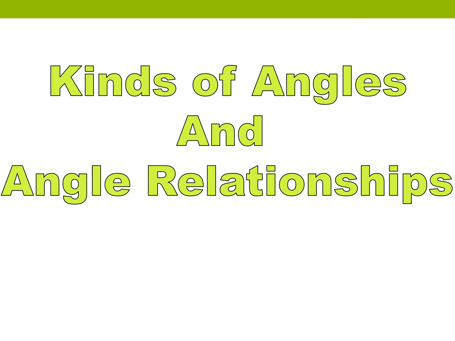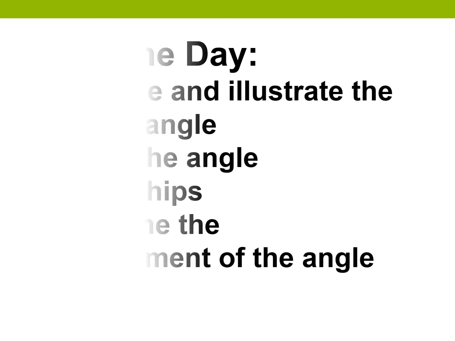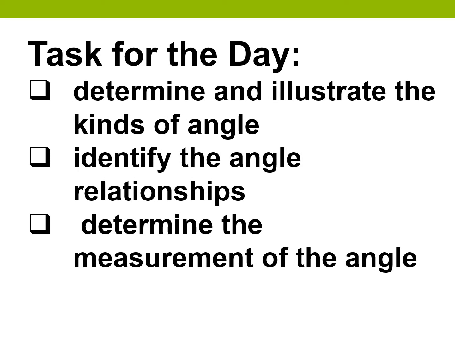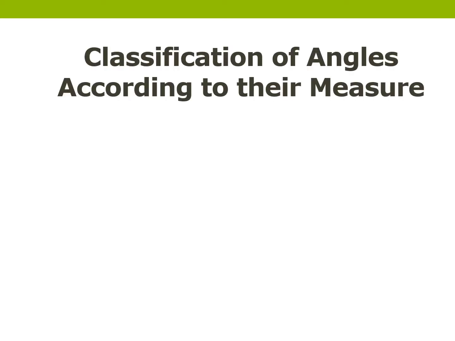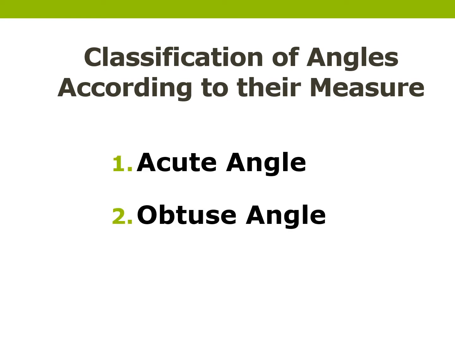We are going to deal with kinds of angles and angle relationships. For this day, we are going to determine and illustrate the kinds of angle, identify the angle relationships, and determine the measurement of the angle. So, classification of angles according to their measure: first, the acute angle; the second one is the obtuse angle; and the third one is the right angle.